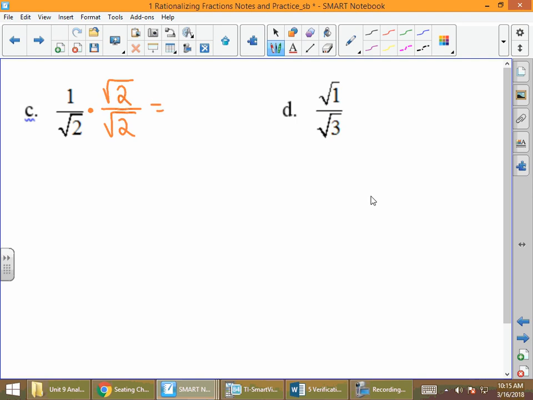Well, 1 times the square root of 2 is square root of 2. Square root of 2 times square root of 2 is square root of 4. Can we simplify either one of those radicals? And we've seen the square root of 4 in almost every example, so yes, we end up with the square root of 2 over 2.